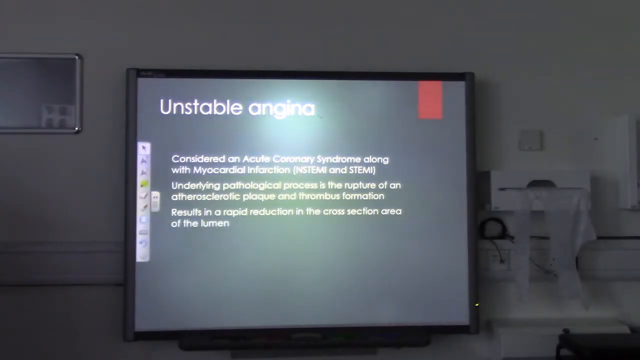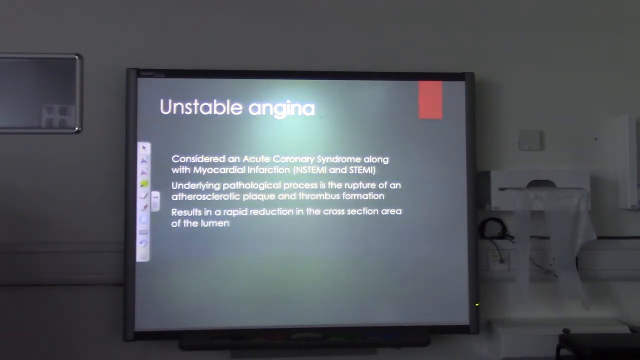Unstable angina, this is where we're now starting to see pain at rest. It's fairly unpredictable, and this is considered an acute coronary syndrome along with myocardial infarction, non-ST elevated myocardial infarction and ST elevated myocardial infarction. The underlying pathological process here is the rupture of an atherosclerotic plaque and thrombus formation, and this results in a rapid reduction in the cross-sectional area of the lumen. This can also precede a myocardial infarction, or if we get a rupture of an atherosclerotic plaque which causes total occlusion, then we would be considering this as a myocardial infarction.